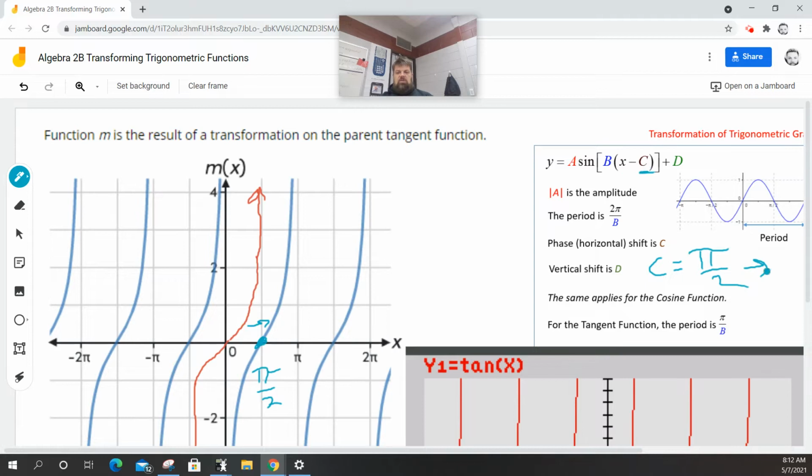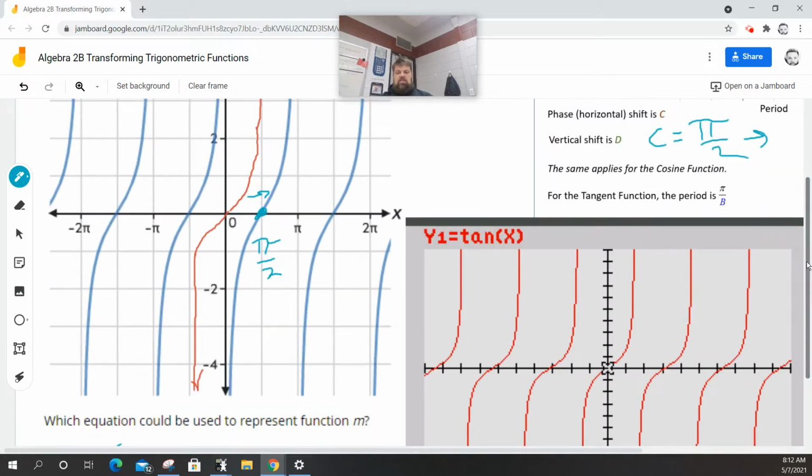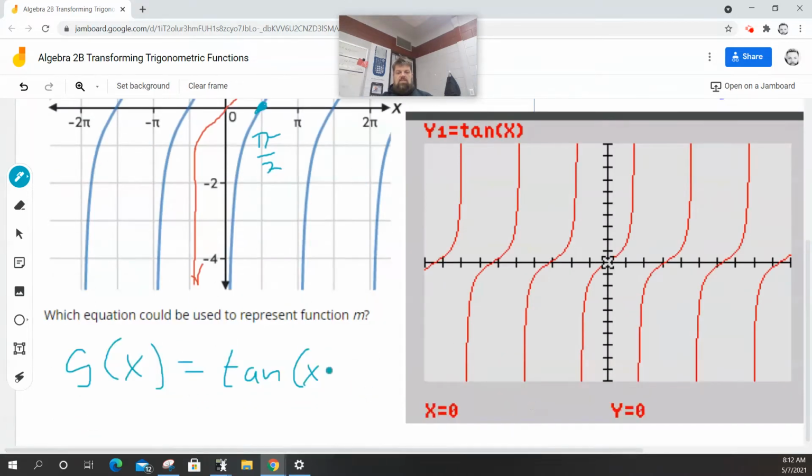But the formula calls for a negative sign. So when I go to write this in the equation, it's going to be x minus c, right? Which would be minus pi over 2. And kids always forget that minus sign. So that's what the answer is. I know that's the answer.